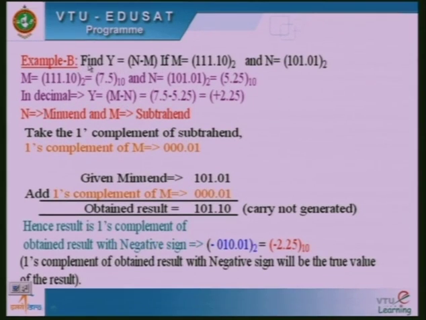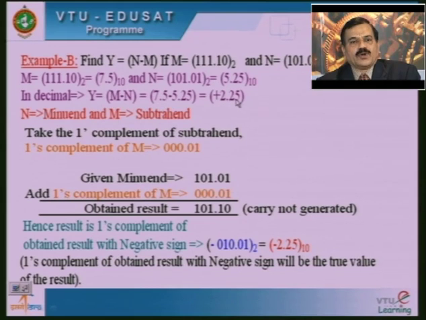Similarly, example B: find y equal to m minus n if m is equal to 111.10 base 2 and n value is equal to 101.01 base 2. Here once again the decimal operation is carried out for our satisfaction: m minus n, then 7.5 minus 5.25 is equal to plus 2.25.